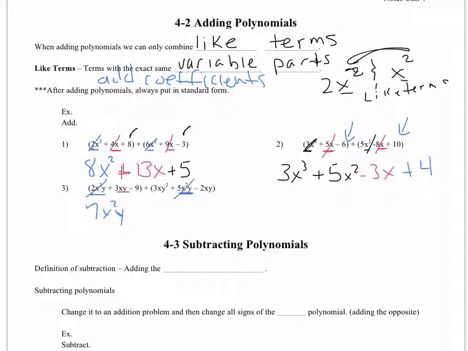Now here I see a 3xy, and here's another 2xy, so 3 minus 2 is 1xy. So those are gone. I have this lone 3xy squared, and then minus 9.